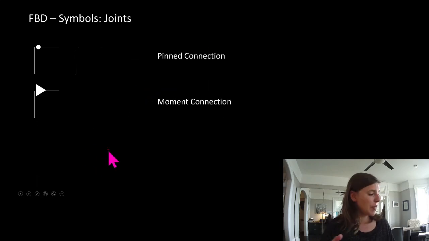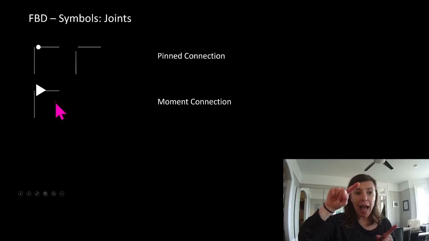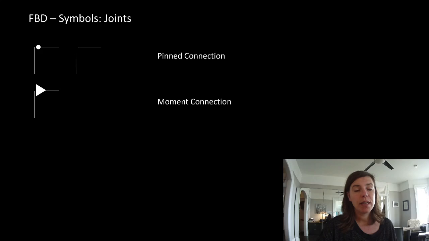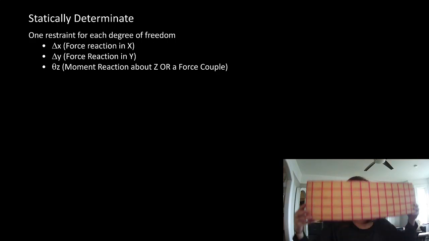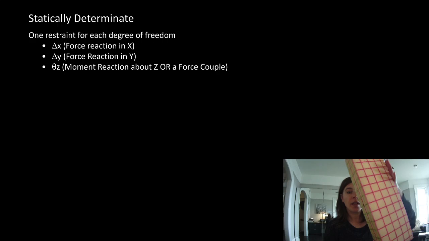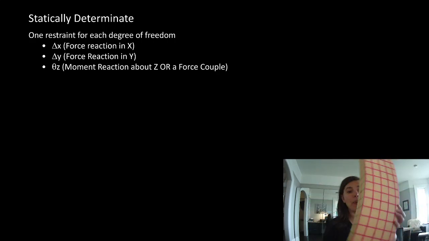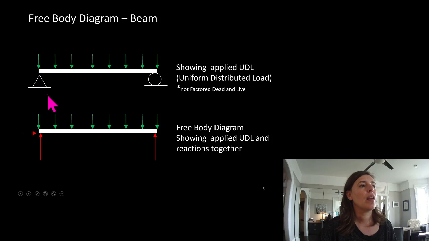If we're drawing something on a piece of paper, if you see a little gap between the 2 elements, we're talking about a pin connection, unless we draw this big dark triangle filled in, and that means we're moment connecting those 2 things. So moment would have to go in between those 2 things. To be statically determinate, we're saying there must be a restraint or restraints that stop it from moving in the y direction, stop it from moving in the x direction, and stop it from spinning about the z-axis.